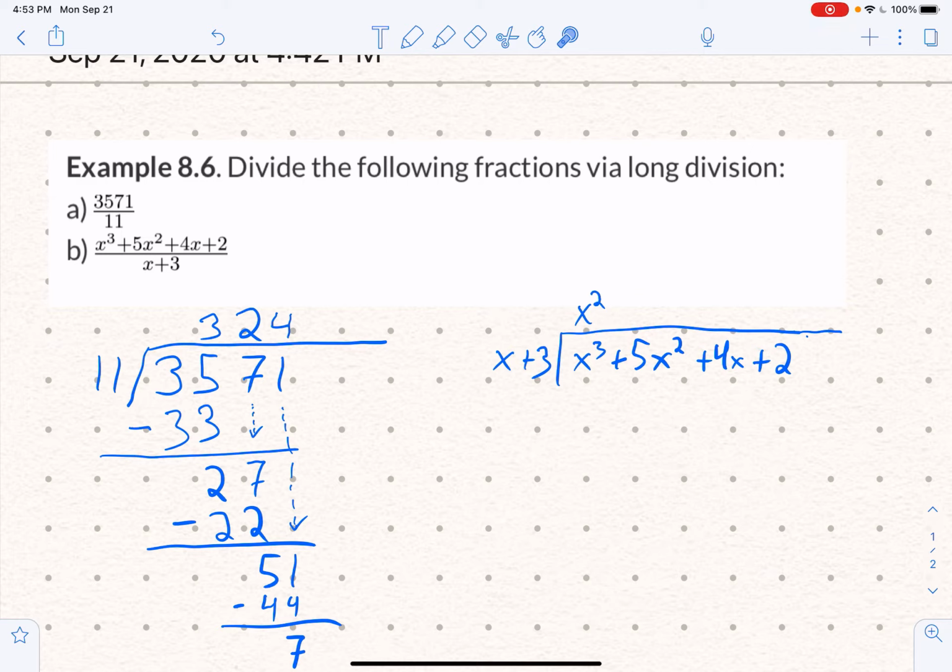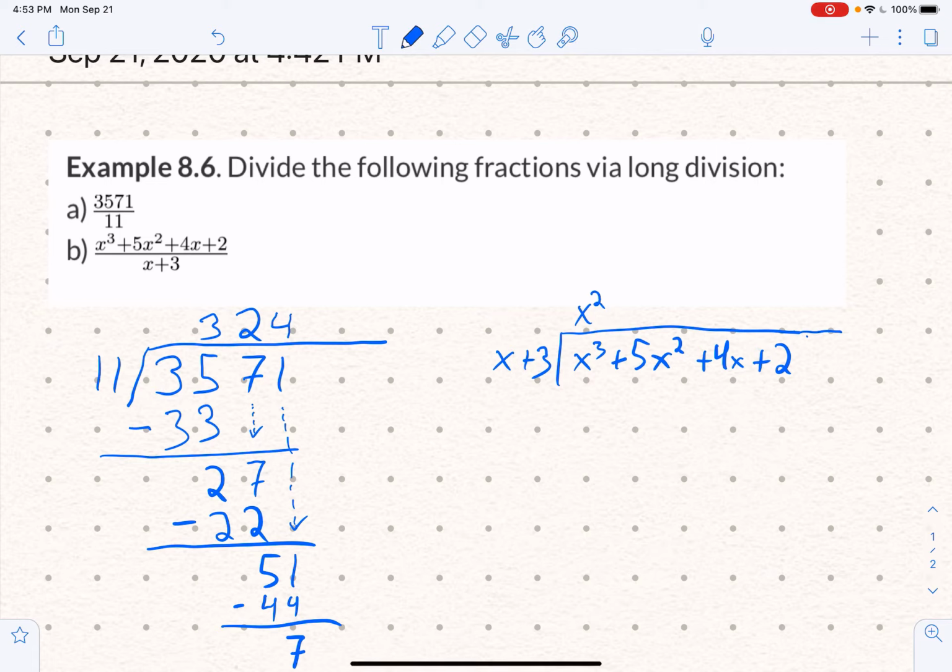And the way that we carry it out from here is we multiply this x squared times this entire thing and put the result down here. So that's really important. When we were figuring out what to put here, we only considered the first term and the first term. But then we multiply by the entire thing and put it down below.